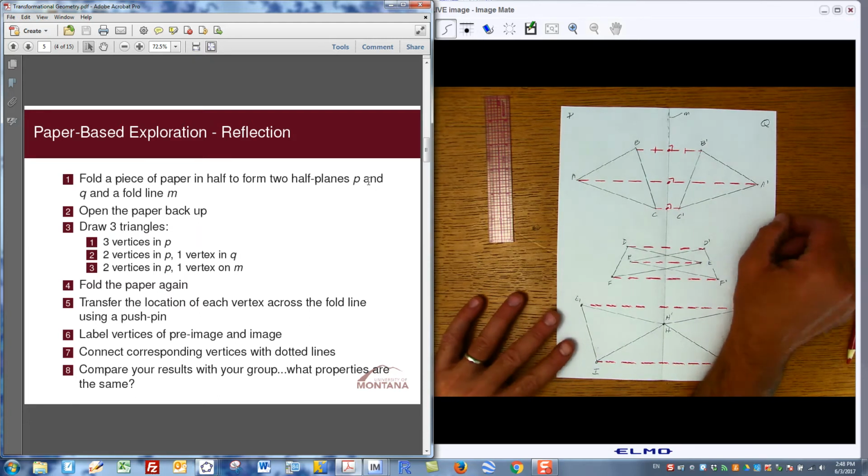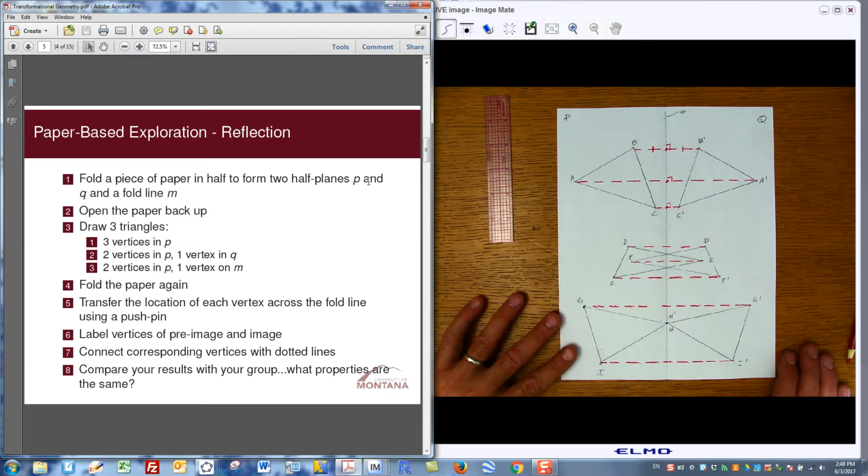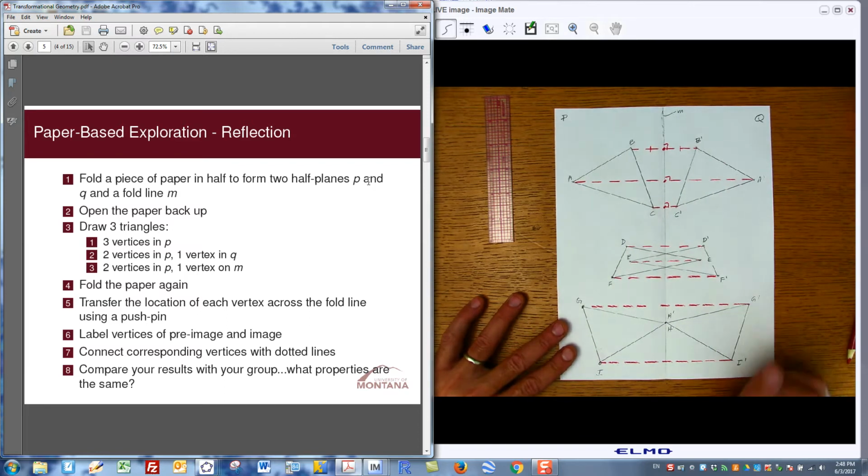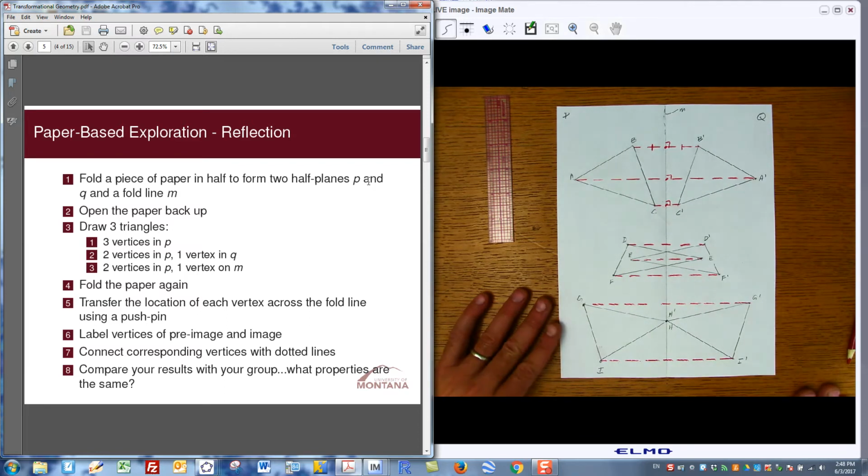So it's an isometric transformation. Distances seem to be preserved, and so do angles. I would ask questions like, well, what would have to be true if a pre-image and image were parallel in terms of lines? And that's an interesting question for you to ponder.